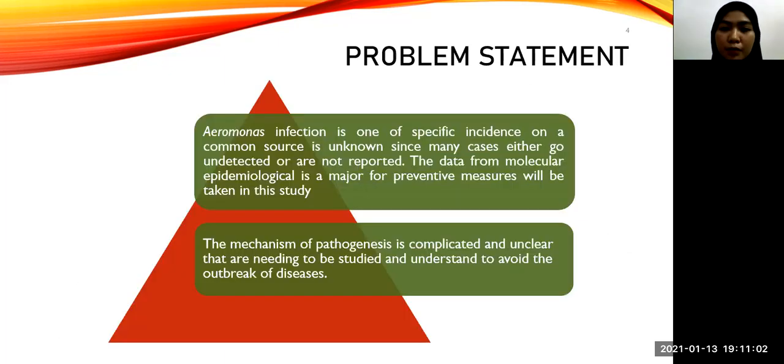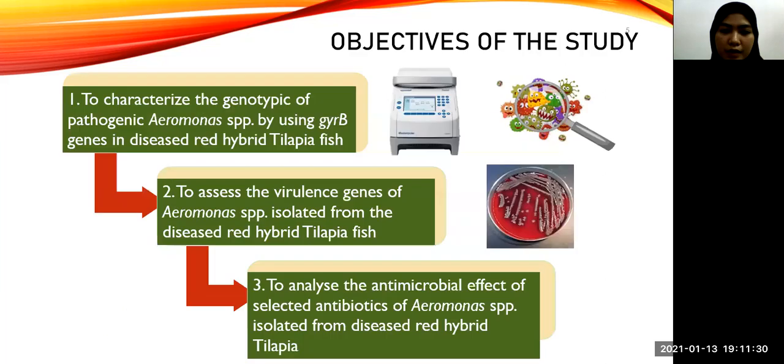So this is my problem statement. Aeromonas infection is a specific incident where many cases either go undetected or are not reported. Molecular epidemiological data is a measure for preventive action to be taken in this study, and the mechanism of pathogenicity is unclear and complicated, needing to be studied and understood to avoid disease outbreaks.